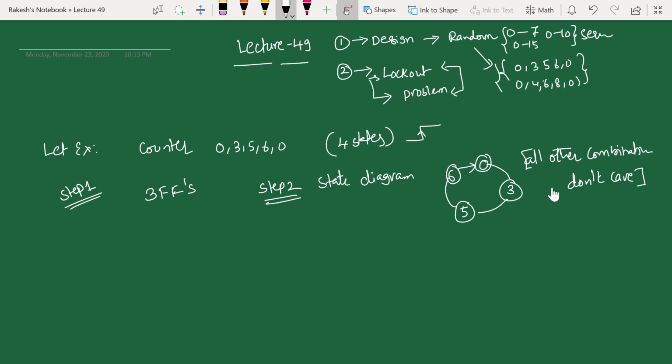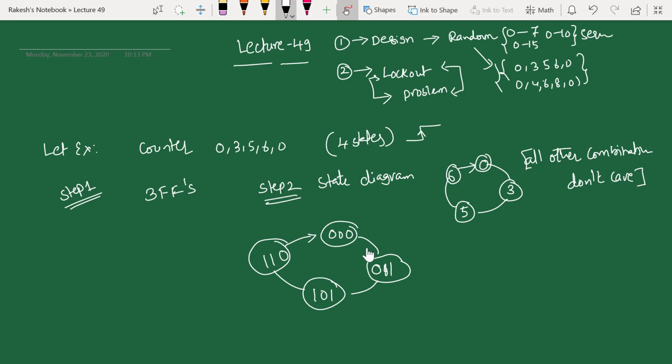For the timing, assume that your counter will go only 0 to 3, 3 to 5, 5 to 6, then 6 to 0. If you write it in binary form, it goes from all zeros, then goes to 0, 1, 1, then goes to 1, 0, 1, then goes to 1, 1, 0 and goes to 0. So this is my state diagram. I am going to make the state table in step number 3.